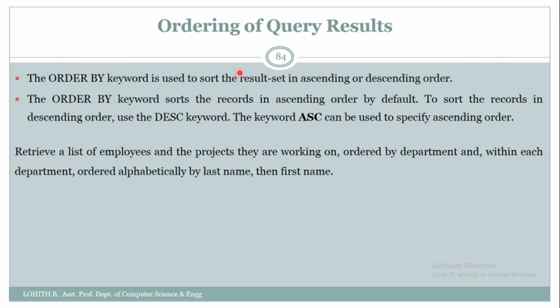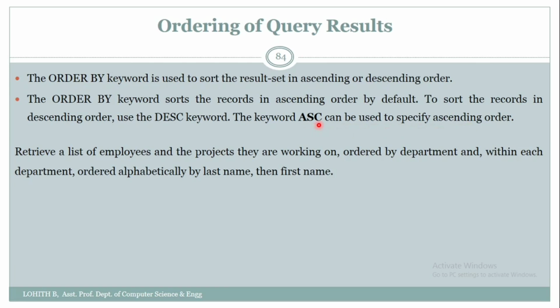The next is about ordering of query. The ORDER BY keyword is used to sort the result set in ascending or descending order. Suppose you want to sort the column values either in ascending or descending order, you should make use of the ORDER BY keyword. By default, ORDER BY arranges the values in ascending order. To sort the records in descending order, you need to explicitly make use of the keyword DESC. The keyword ASC can be used to specify an ascending order.